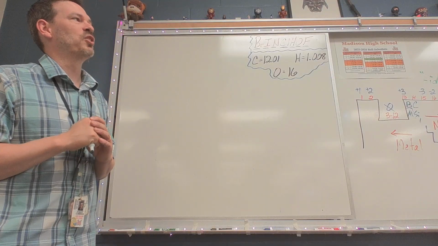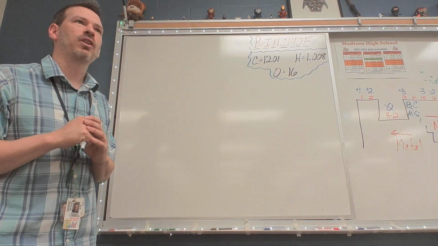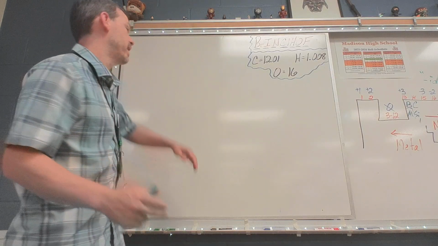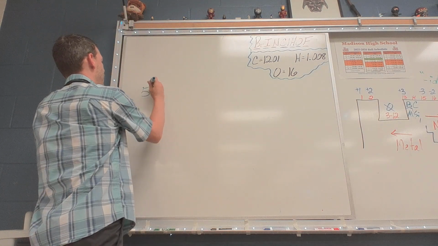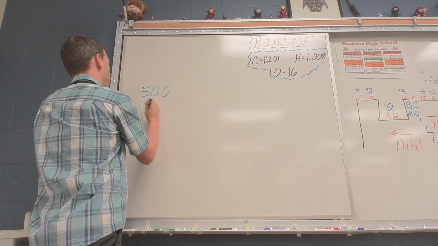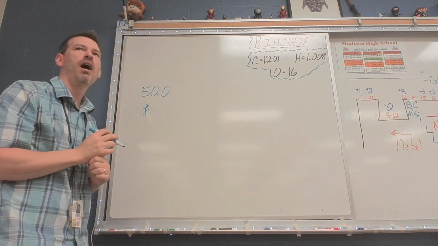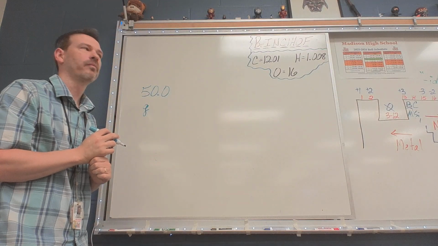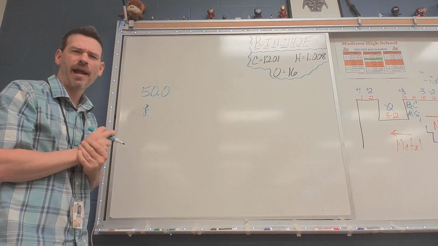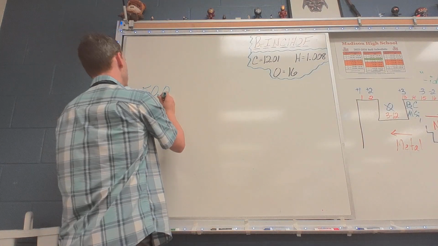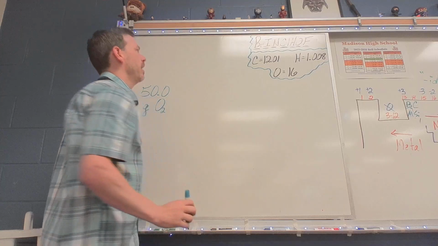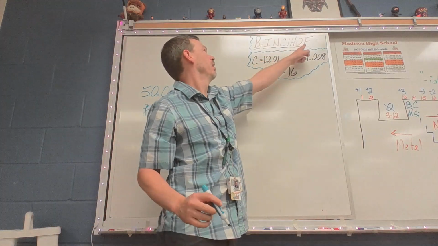How many molecules are in 50 grams of oxygen? So let's set up again. We start in the upper left-hand corner with the given. So we're going to have 50 grams of... How do I write oxygen? It's O2.